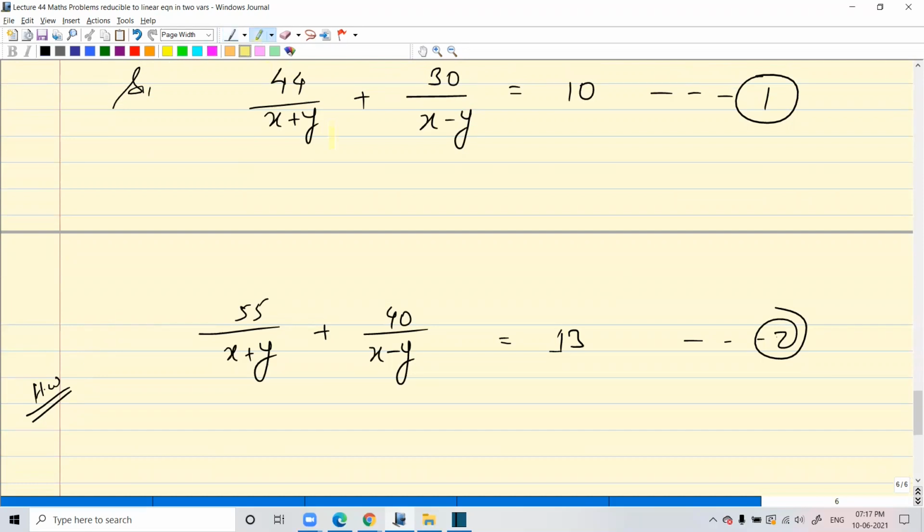So I will just give you a hint. You also know, right? 1 by x plus y, you will call it as a, and 1 by x minus y, you will call it as b, a and b. And then you know how to solve it. So try that and you will try to find the value of x and y, okay? So that's it for the maths class. Let's stop here. Anyone has any questions, you can ask me.